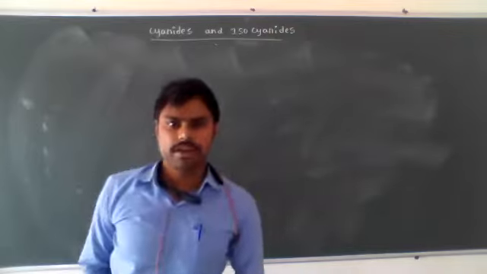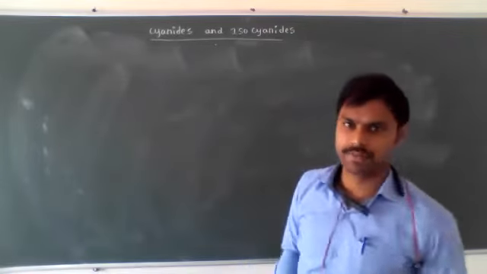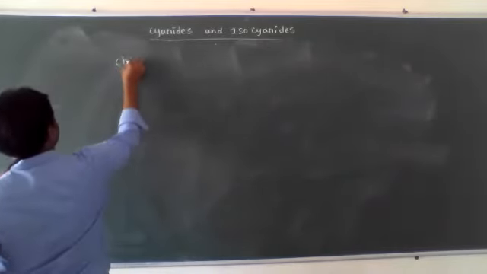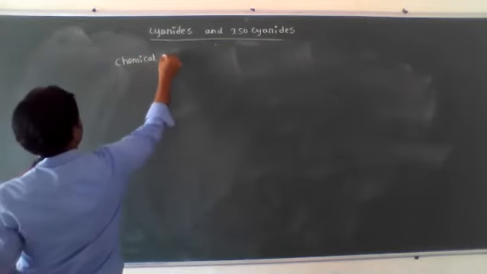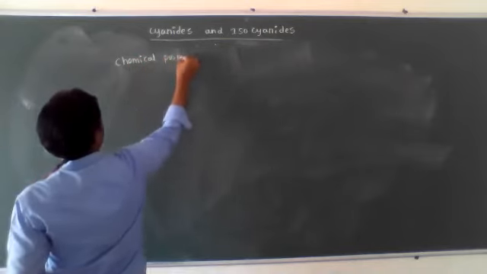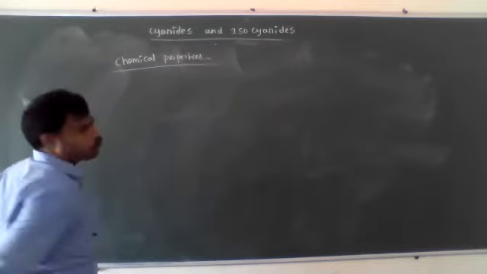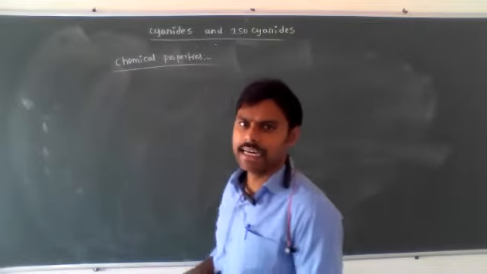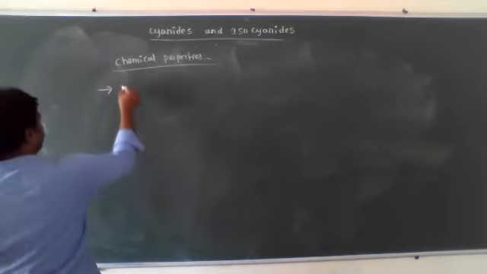What are the important chemical properties of cyanides? Later we will discuss isocyanide chemical properties. Both at a time we will discuss the chemical properties of cyanides and isocyanides. The first one is hydrolysis.